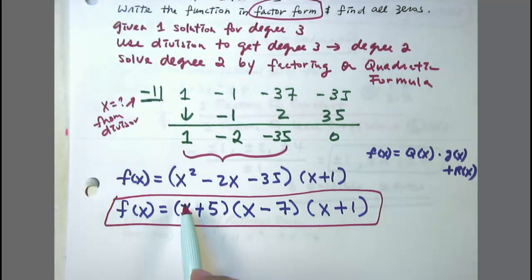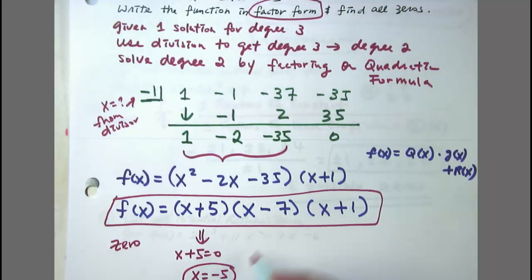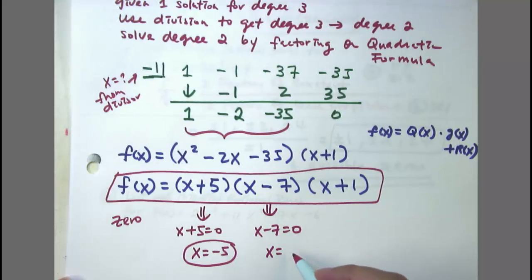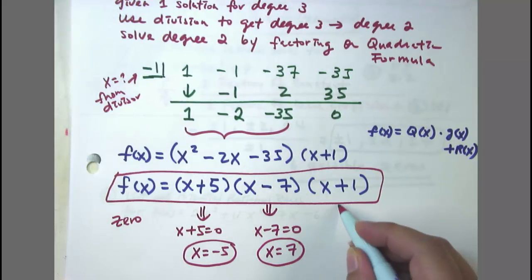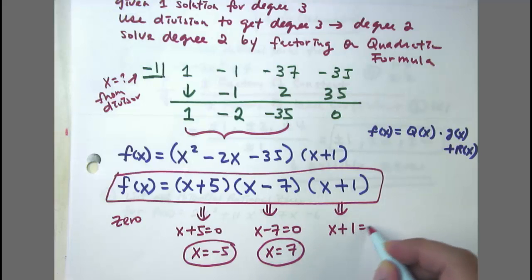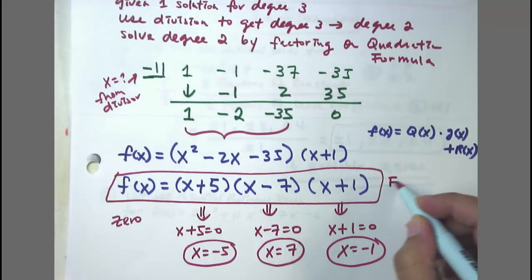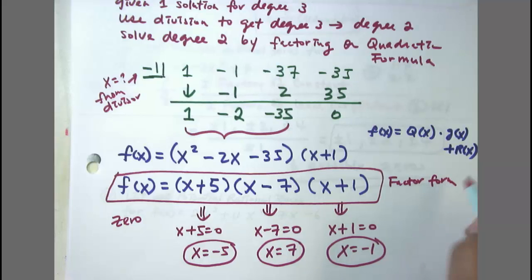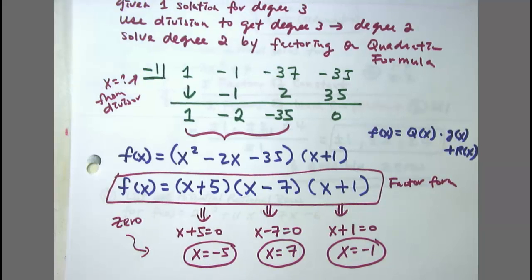And you have 3 factors because it's a degree 3. And then we can get the zeros by solving each factor. Set each factor equal to 0. x plus 5 equal to 0. x will equal what? Negative 5. And the second factor, x minus 7 equal to 0, and x will equal 7. And x plus 1 equal to 0, then x equal to negative 1. So this is your factor form. And these 3 are your zeros.